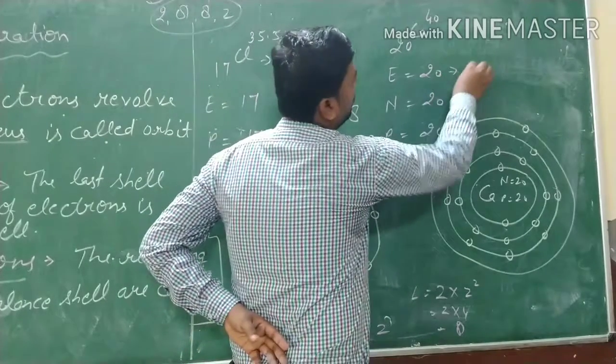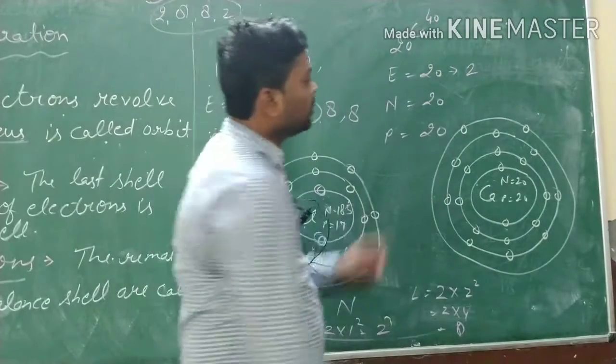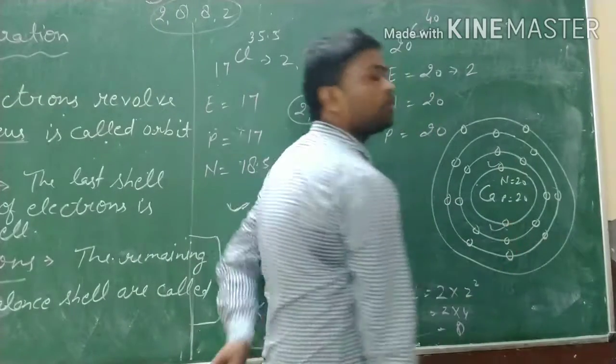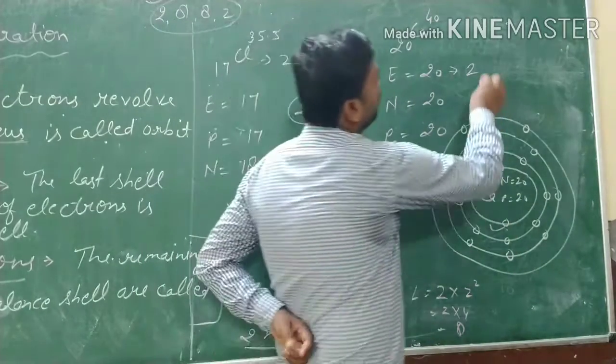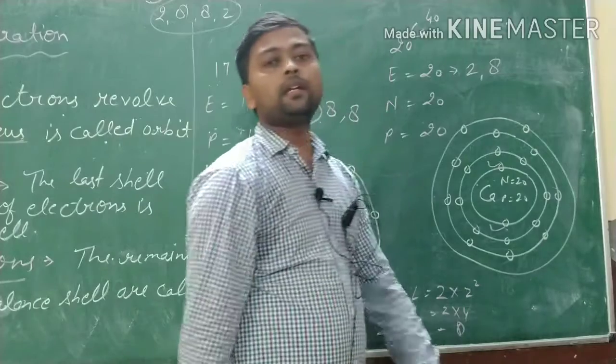I had told that in the first orbit there will be 2 electrons. So you will see that there are 2 electrons in the first orbit. In the second orbit you will see that there will be 8 electrons.